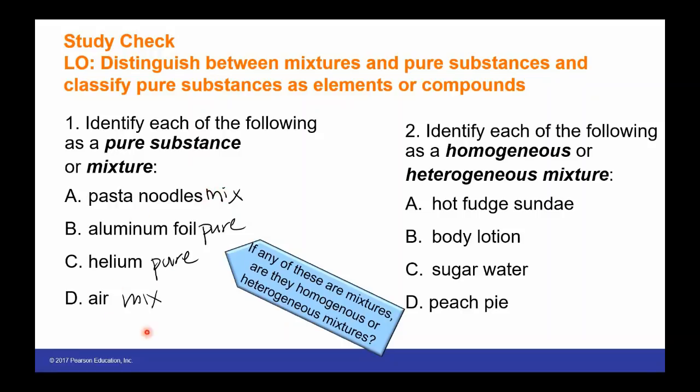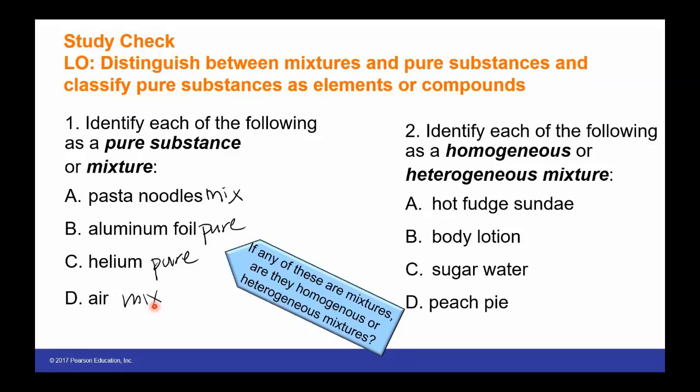What about air? Is it homogeneous or heterogeneous? First off, can we see the air? Can we see the different composition of the air? Nope. Well, then that means it's a homogeneous mixture. Let's go ahead and try number 2. You go ahead and pause the video and answer the question. Identify each of the following as a homogeneous or heterogeneous mixture. And when you come back, we will go over the answers together.